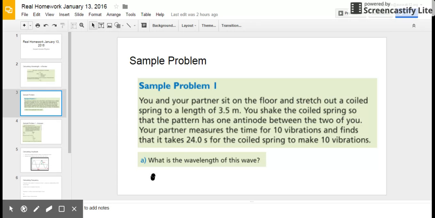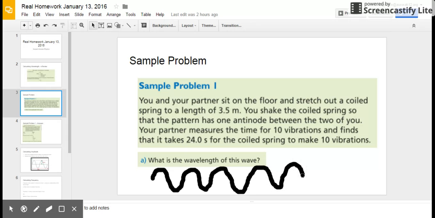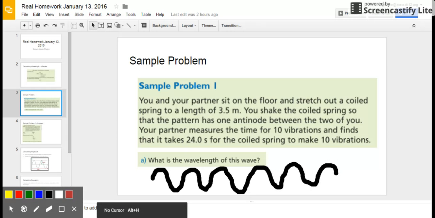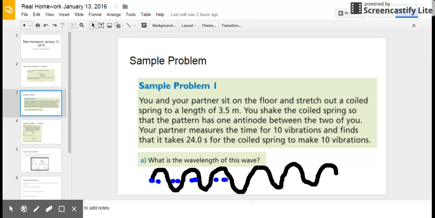So I know that there are 10 vibrations, which means that's 1, 2, 3, 4, 5, 6, 7, 8, 9, 10. Now, obviously, this is not the prettiest picture because I'm drawing it on my computer. My point is that we need to make sure we draw a picture for these types of problems, and then we can label what we need. So we know that the length is 3.5 meters. We know that if I shake it, the 10 vibrations going back and forth take 24 seconds. So there's a bunch of information there.